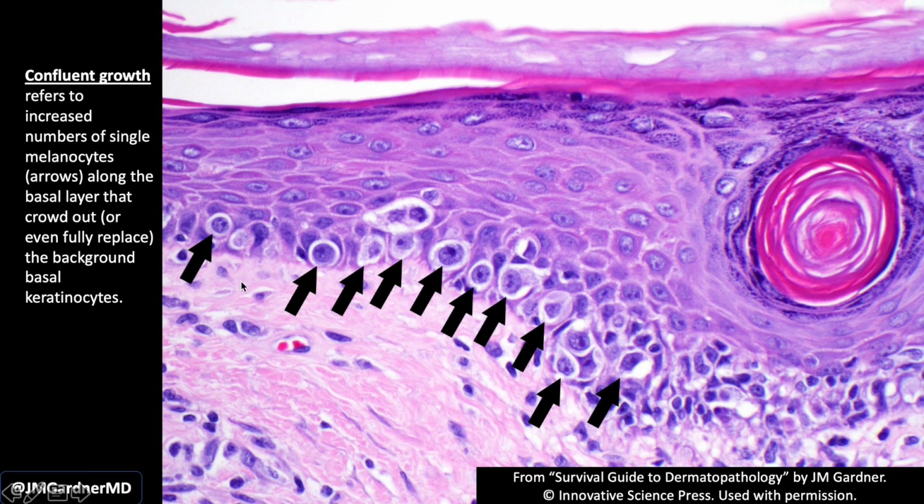And this case is a pretty nice example where we have a predominance of single, very atypical melanocytes replacing much of the basal layer. So when you see that, you should get worried.